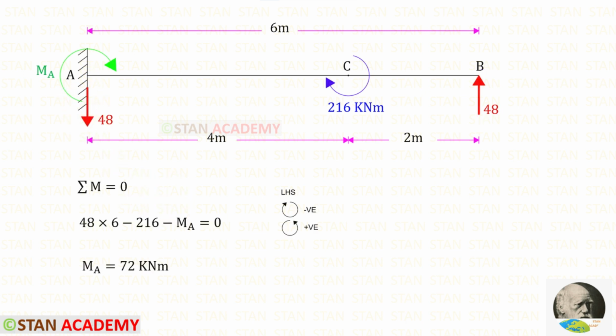Now let us take moment about A and find MA. RB is acting in the anticlockwise direction, so that it will be positive, and the distance is 6. So 48 into 6. The moment 216 is acting in the clockwise direction, so that it will be negative. Let us assume that MA is acting in the clockwise direction, so that it will be negative. Finally, for MA, we will get a positive value. That means our assumption is correct.